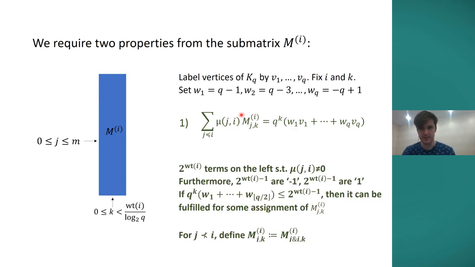So on the left-hand side, we can see that in total we have this amount of terms. Okay, let me just skip some details here. I claim that if k is not very large, then we can actually fulfill this property. And if you want to have this equality, then we need to set only j's such that j is at most i by the partial order. For all j's which are not smaller than i by the partial order, we define entries by this formula. So this is quite important for us, just because we're gonna use it in the second property.